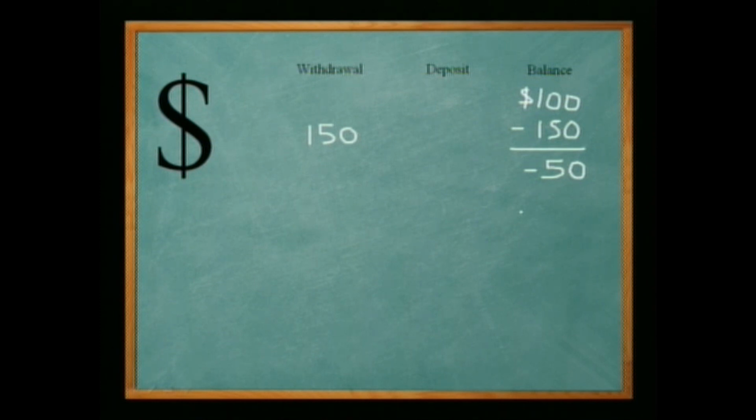When you go in and deposit $50, you're going to add 50 to your negative 50, and that gives you back to 0. So we can think of negative numbers as a negative balance in your checking account. Basically it's that I owe $50. I don't have any money. In fact, I have no money. I'm broke, and I owe $50.